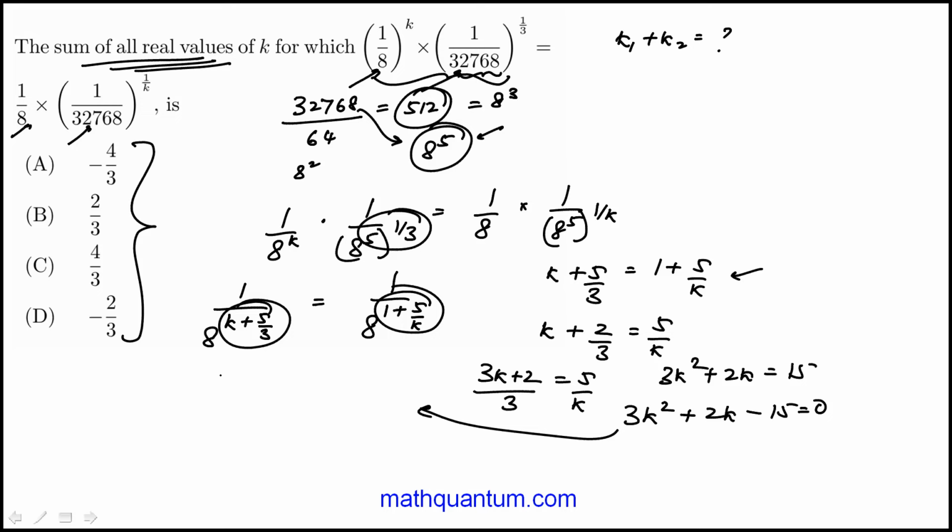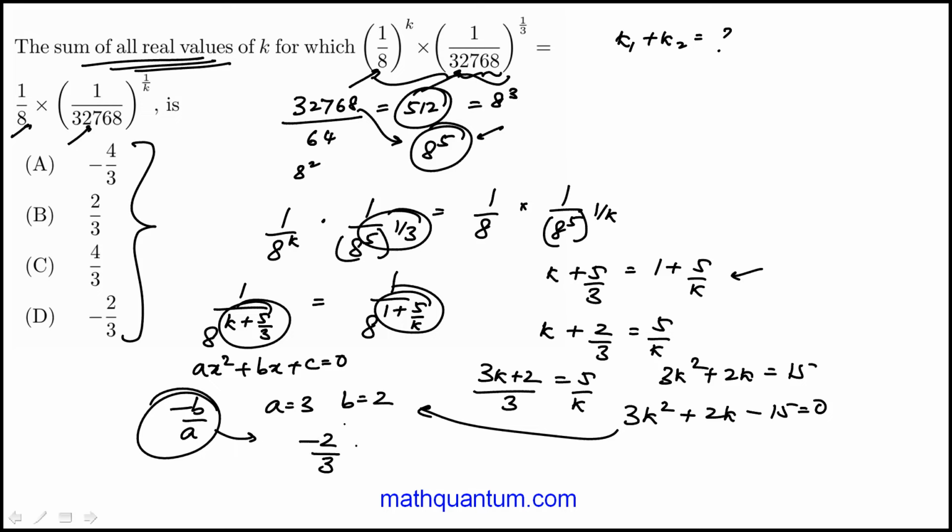And again, we don't have to solve this by factoring because they're asking for the sum of those two solutions. So for the sum of roots, if you have this general quadratic equation, the sum of the two roots is minus b over a. We're going to apply that here. a is 3, b is 2, so that sum becomes minus 2/3. So you can skip the step of finding the individual roots. So the answer is the sum of all real values of k for which this equation holds true is minus 2/3. Answer choice D.